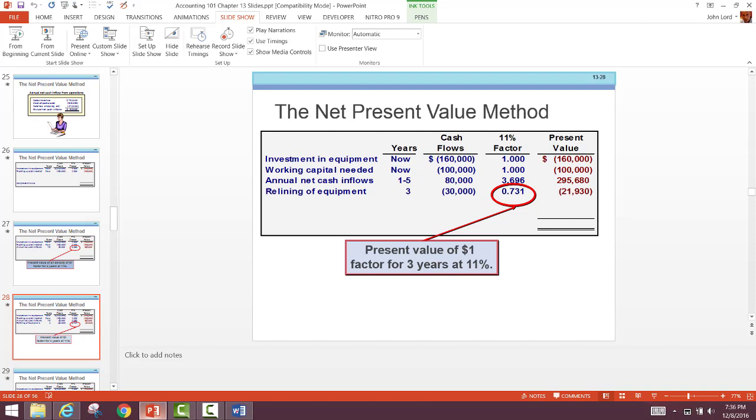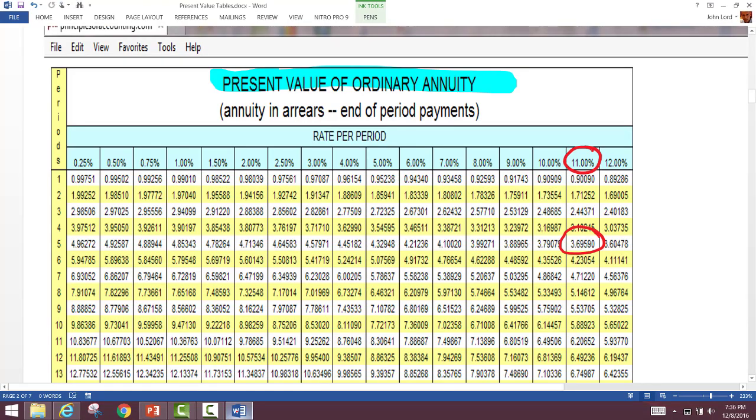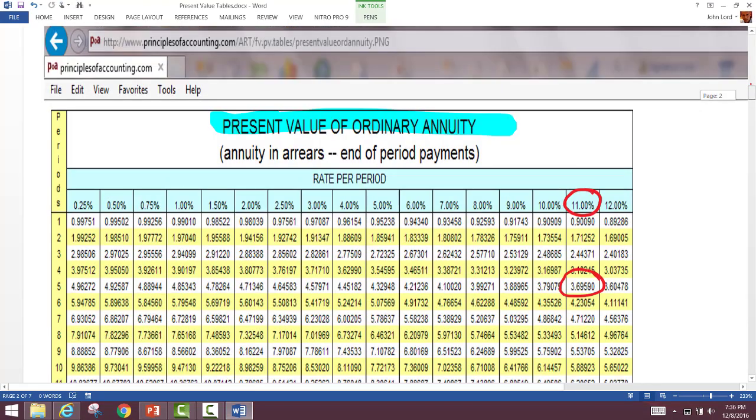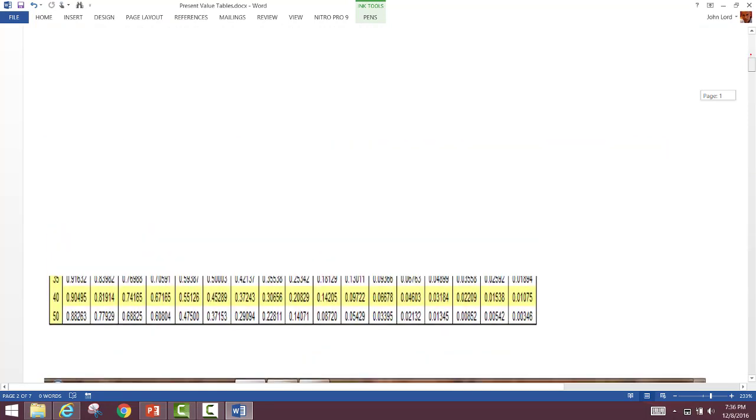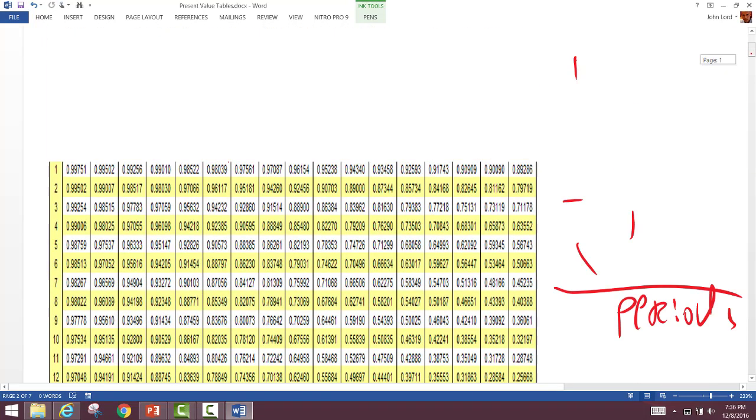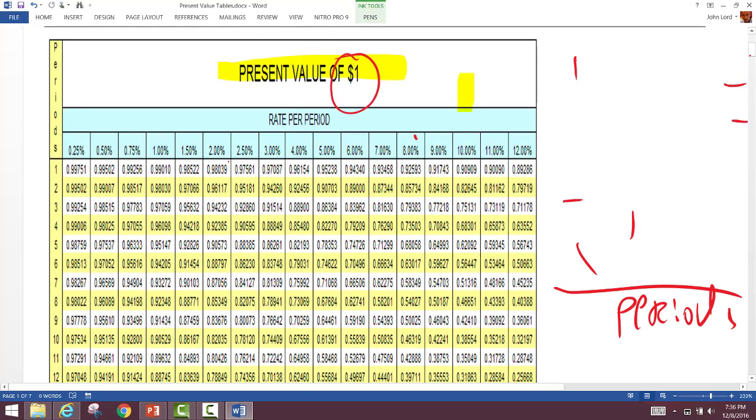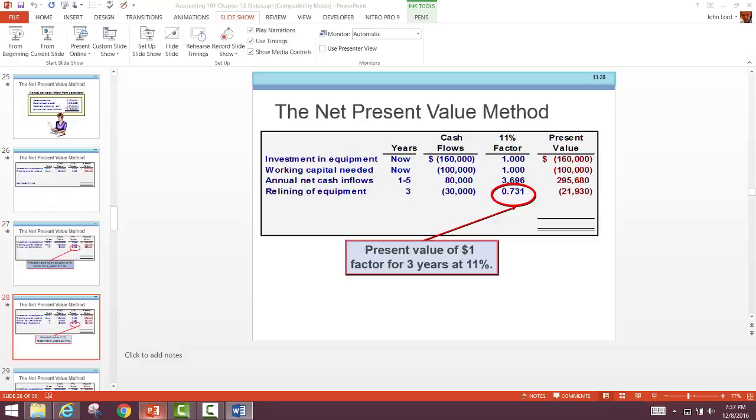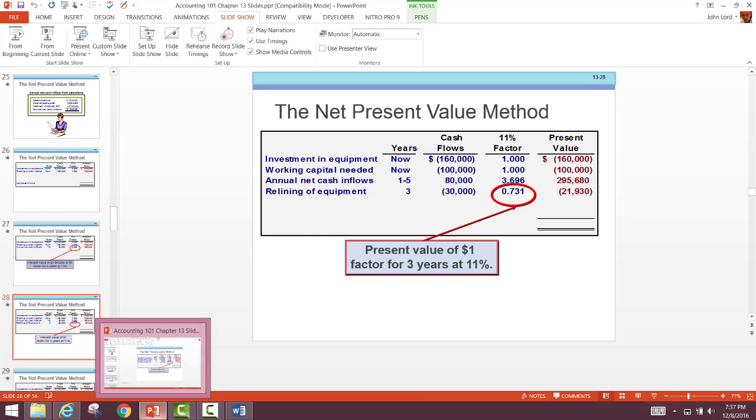So I go over to my tables. Can I use this table? I have to go over to the present value of the dollar table. And when I come to the present value of the dollar table, am I on the right table? I'm going to use what? 11%, 5 years is what? 0.59345? Is that pretty much the number they used? Oh, that's why it didn't sound right. So it's 0.731. Thank you.